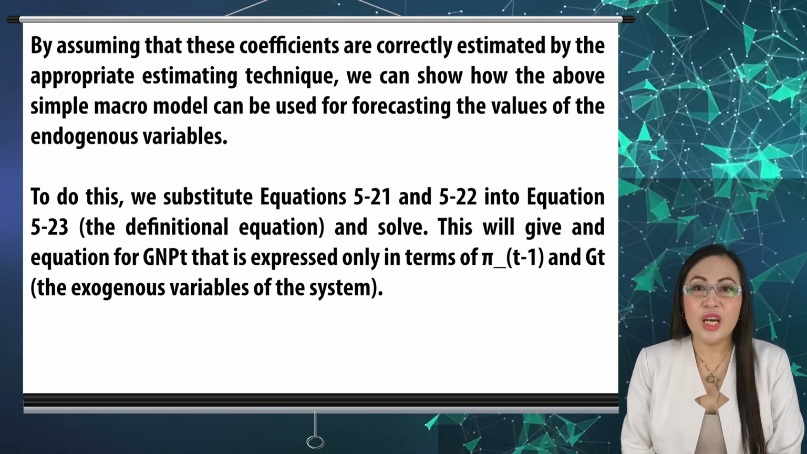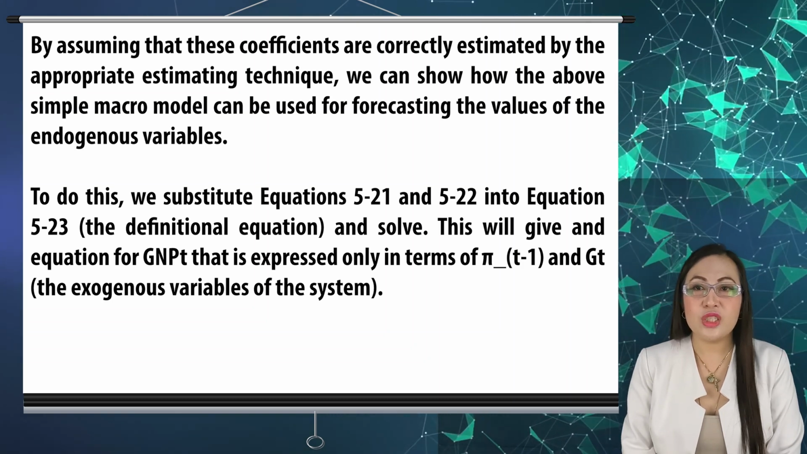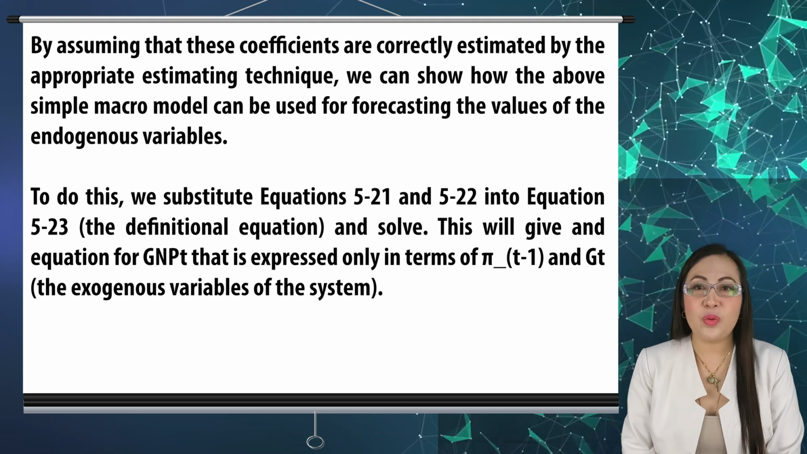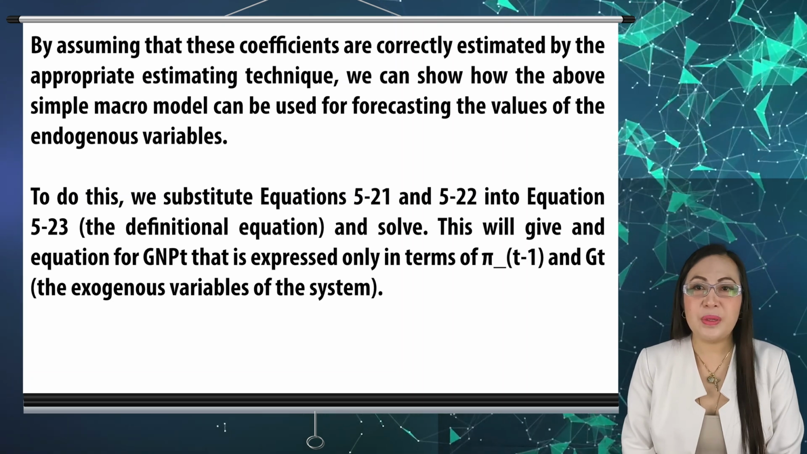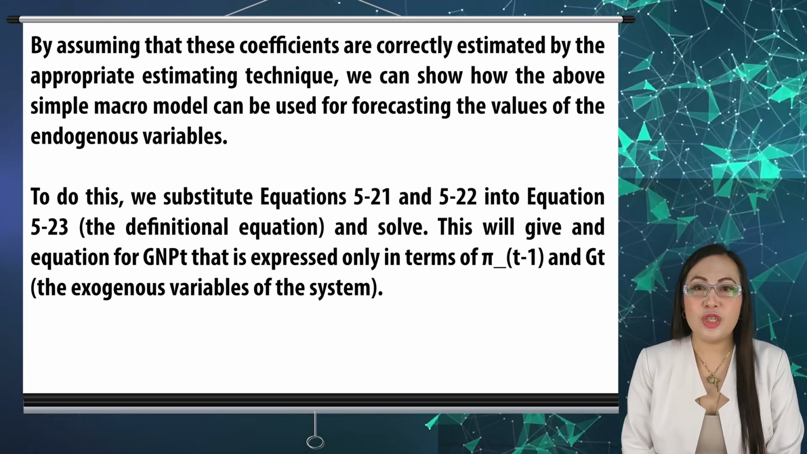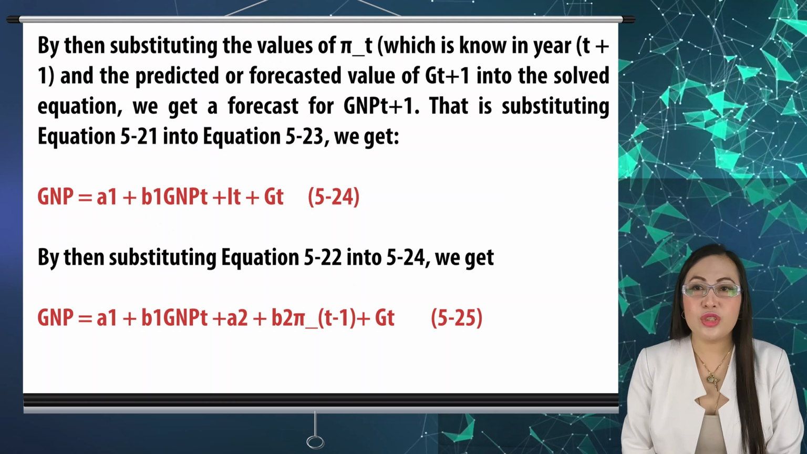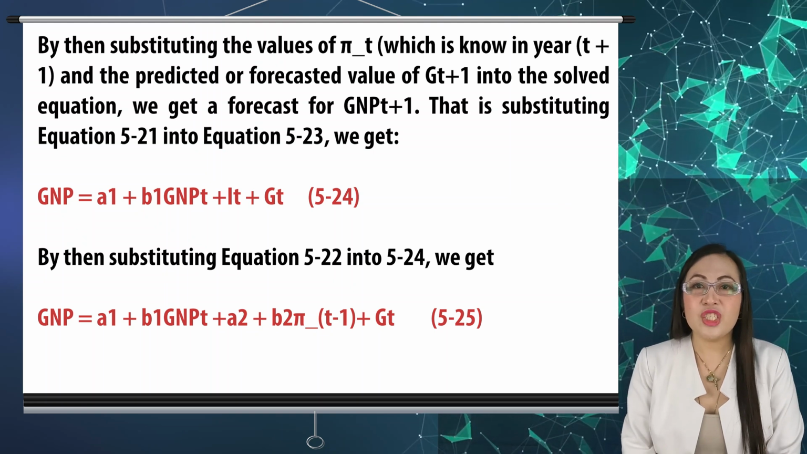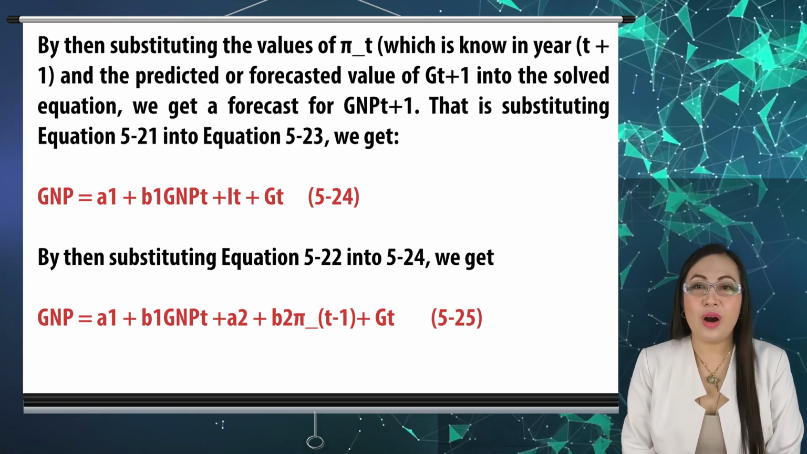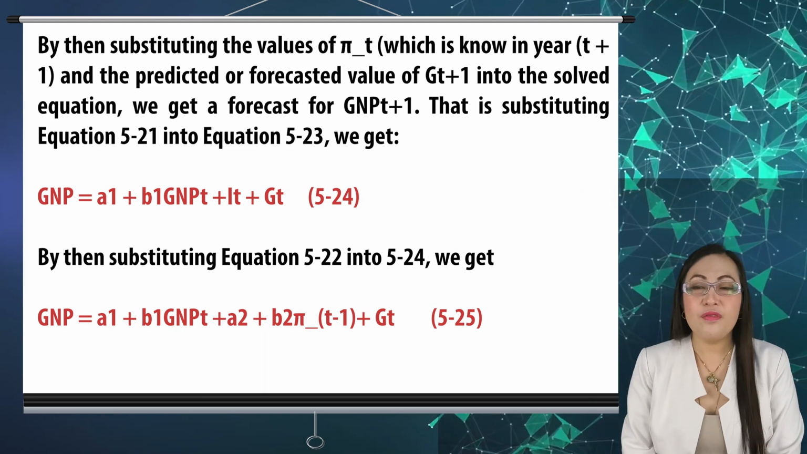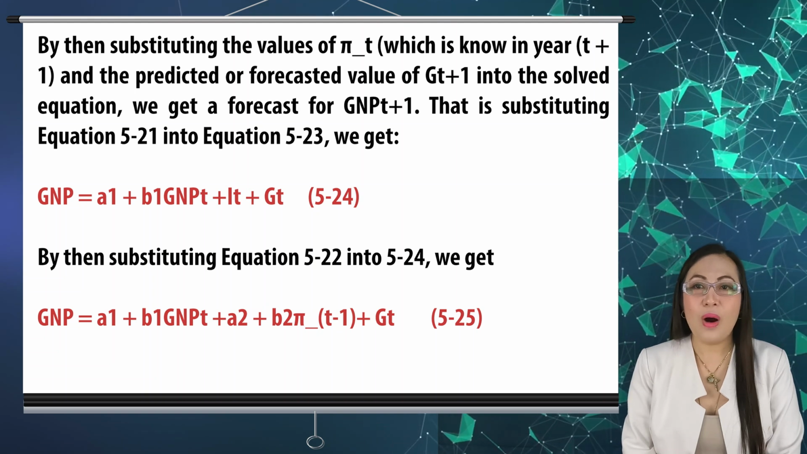To do this, we substitute equations 5-21 and 5-22 into equation 5-23 and solve. This will give an equation for GNPt that is expressed only in terms of Pi and Gt. By then substituting the values of Pi, which is known in year t plus 1, and the predicted or forecasted value of Gt plus 1 into the solved equation, we get a forecast for GNP t plus 1.